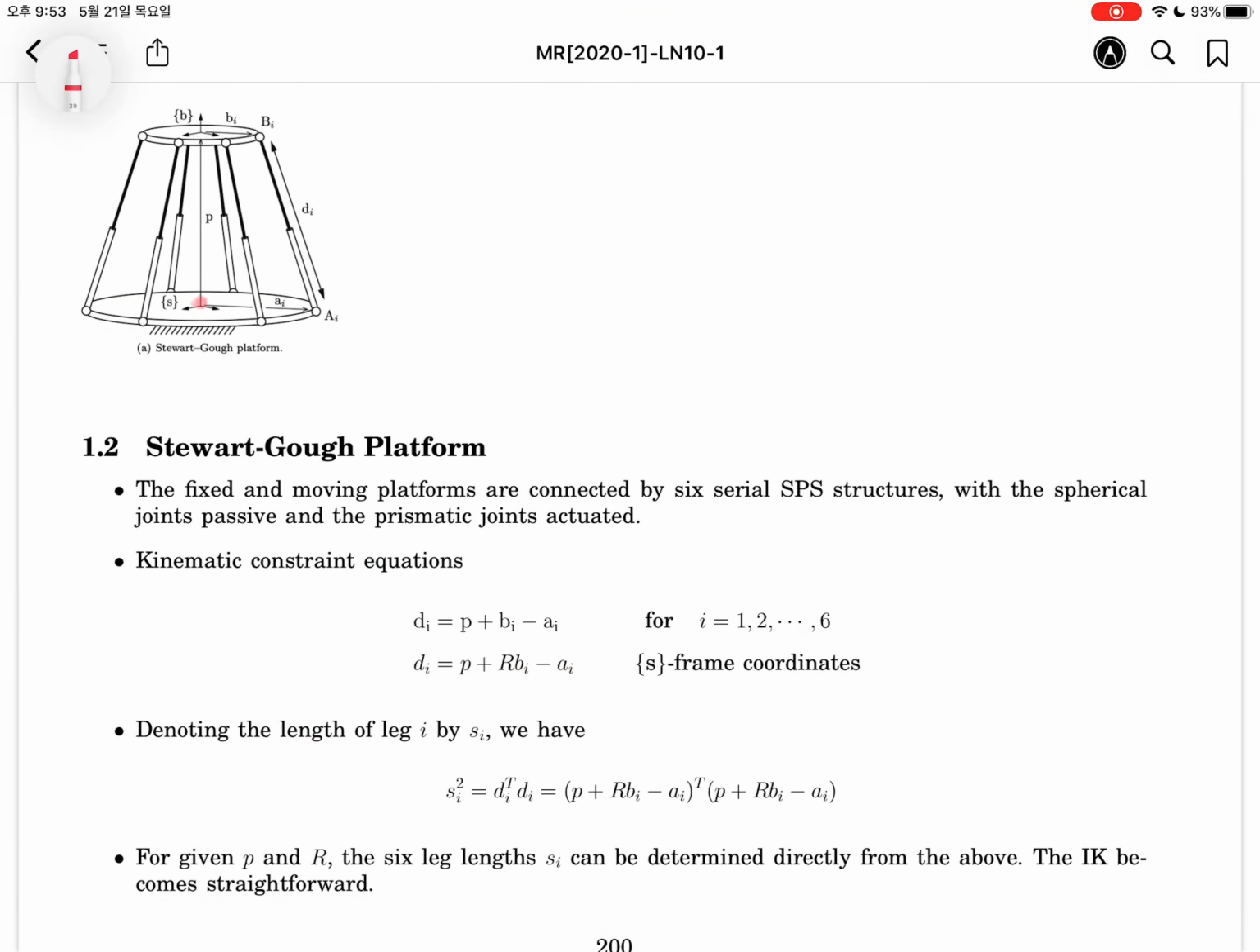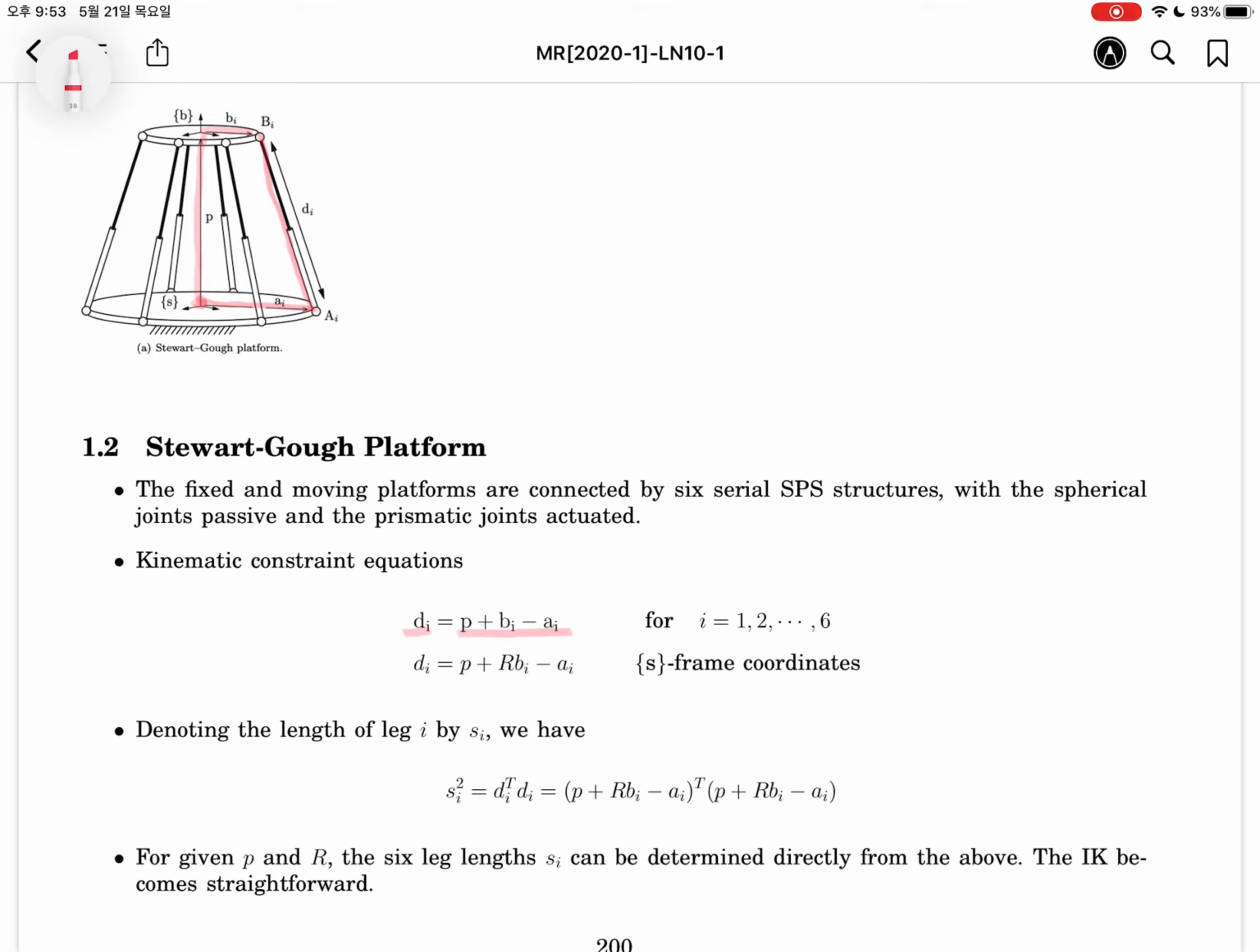This point is the fixed frame denoted by S, and then Ai is a constant vector, and then Di. The sum of Ai and Di will be equal to P plus Bi, the same equation as the planar case. So Di will be equal to P plus Bi minus Ai. We have six equations, because this Stewart platform has six legs.